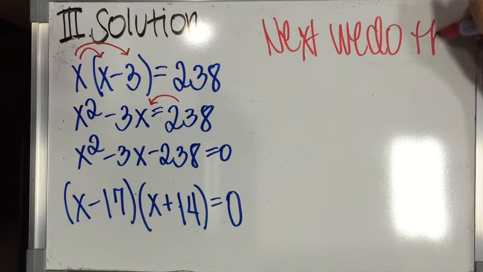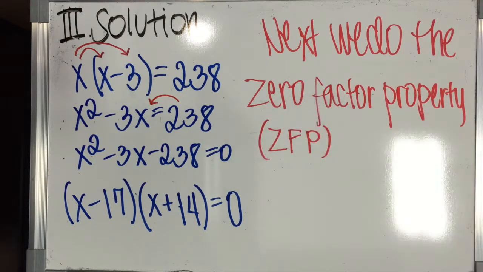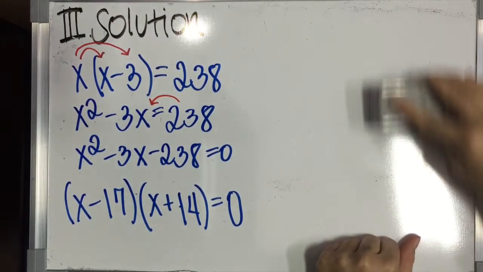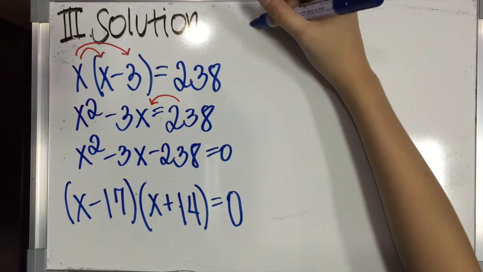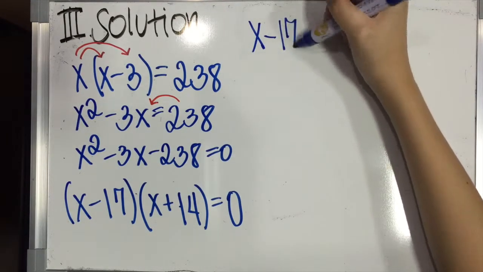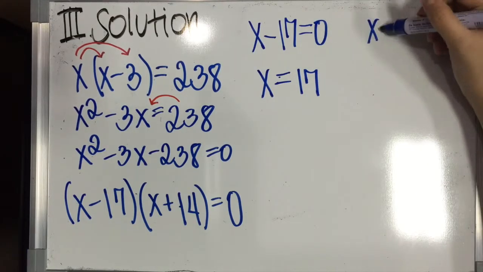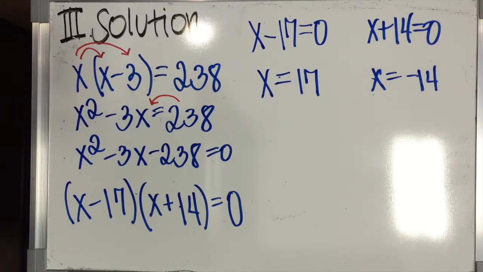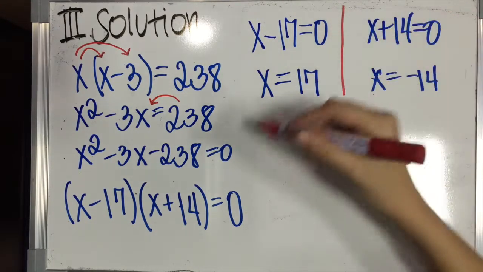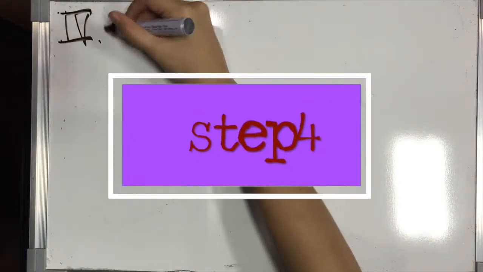Next, we do the zero factor property, or ZFP for short. ZFP is when we isolate x. So, x minus 17 equal to 0, then you transpose 17 to the other side, so it becomes positive. Next, we do x plus 14 equal to 0, then you transpose 14 to the other side, so it becomes negative 14. We are going to use 17 and negative 14 for checking.